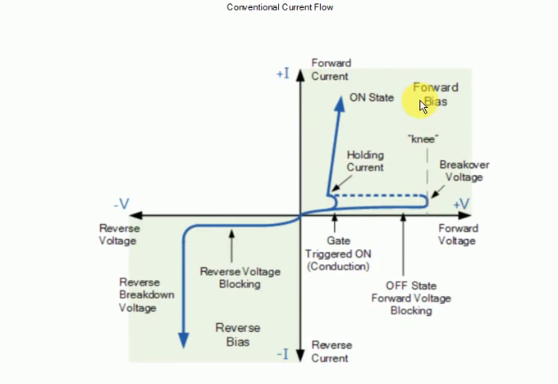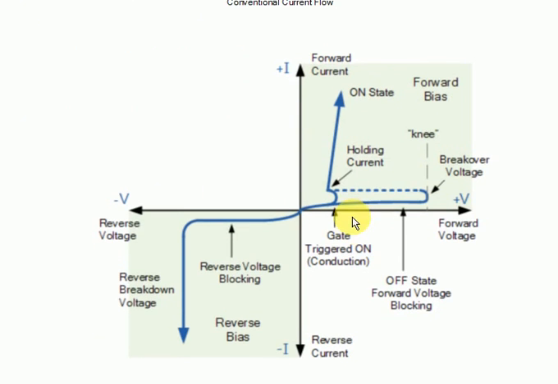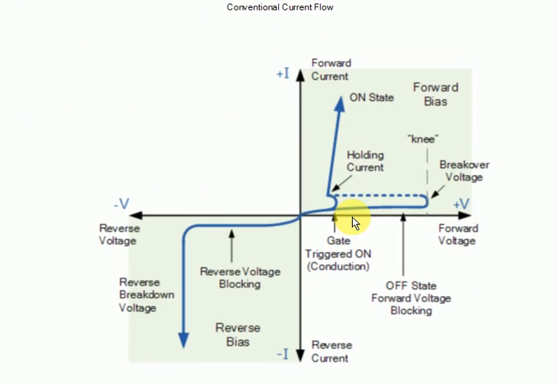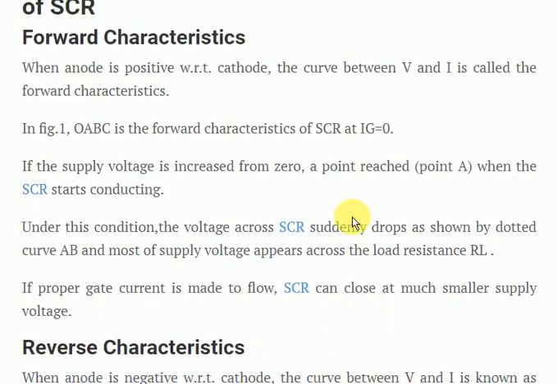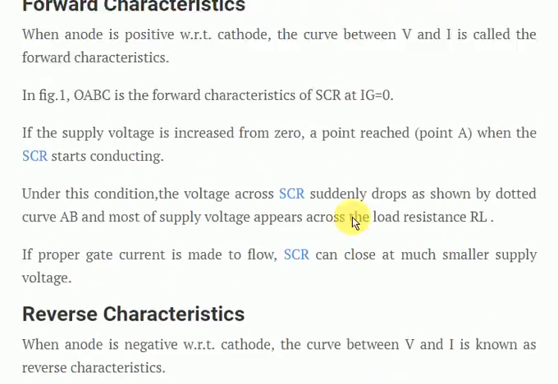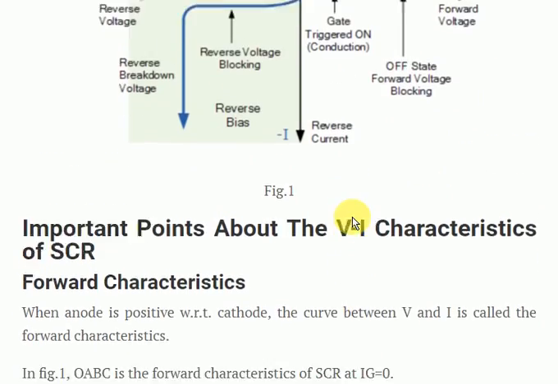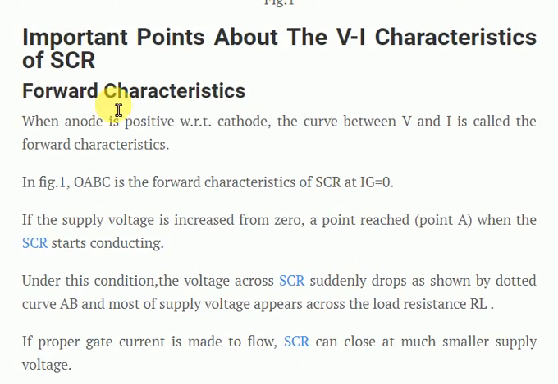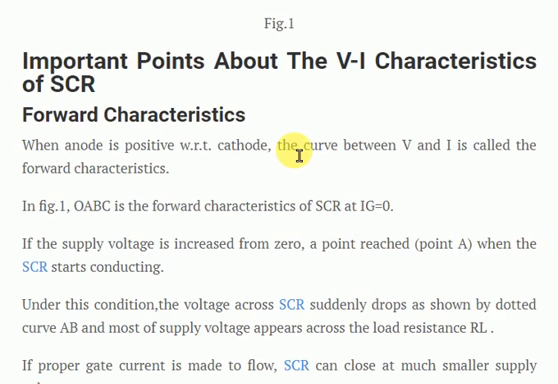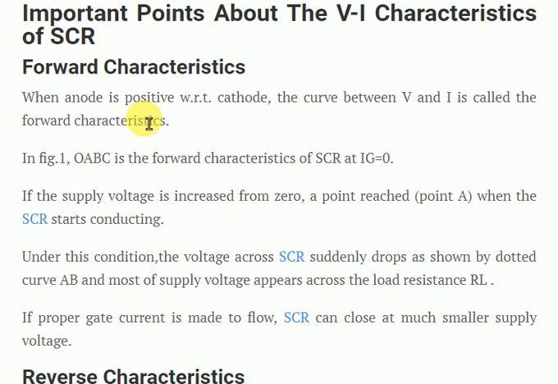I can explain it later, but first I want to cover some terms. Important points about the VI characteristics: if the anode is positive with respect to the cathode, the curve between V and I is called the forward characteristic.